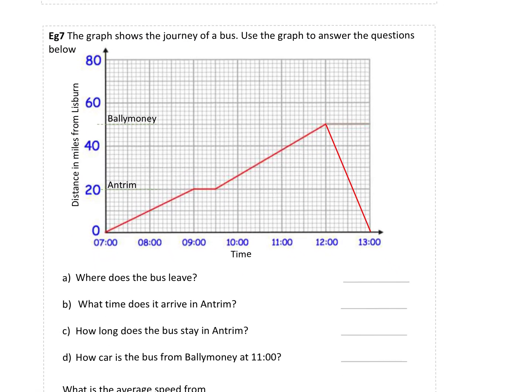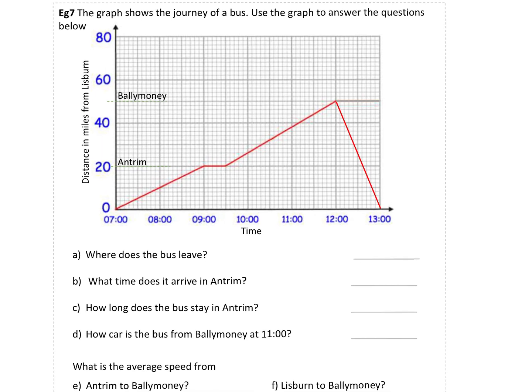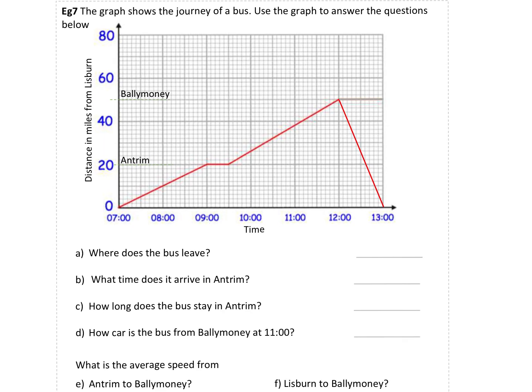Example 7. The graph shows the journey of a bus. Use the graph to answer the questions. So part A, where does the bus leave? So if we look at the scale, it says the distance in miles from Lisburn. So at 0700 hours, it would leave Lisburn. Sorry, hard to write on the screen. So where does the bus leave Lisburn?